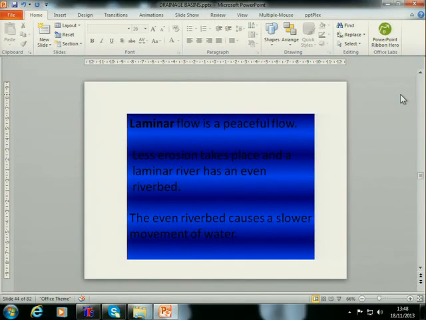These are the features of the laminar flow. It is a peaceful flow. There is less erosion, and the laminar riverbed has an even surface. This even riverbed causes a slower movement of water.